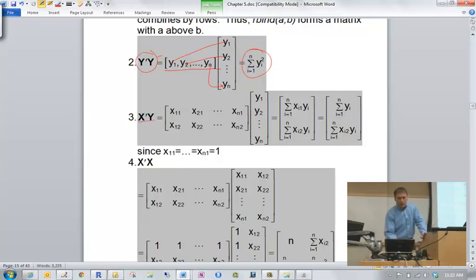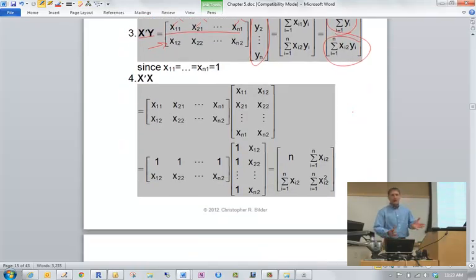If I have X prime Y, then if I take my X matrix, remember these all are elements of 1. I just decided to write it out very general. Just elements of 1. And then if I take this row of 1s times this column of Y's and add them all up, look what you're left with, the sum of the Y's. In a similar manner, this row of X's times the column Y's, you get the sum of your predictor variable values times their corresponding Y's. And lastly, I'll let you go through the details on your own here. This is what X prime X looks like.